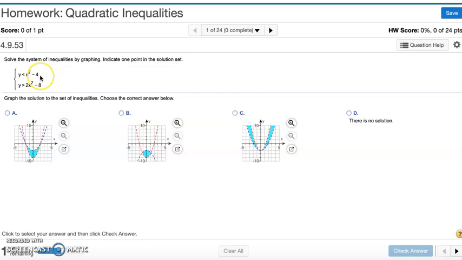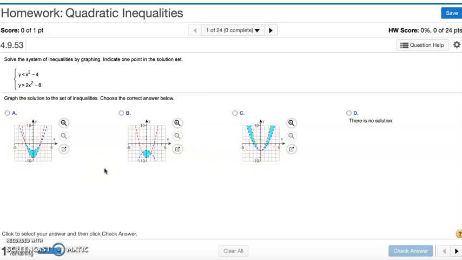The first one says minus 4. That means it's shifted down 4, so it could either be A or C. Now the second one says minus 8, so it's being shifted down to negative 8. This one is not, so it would have to be A.